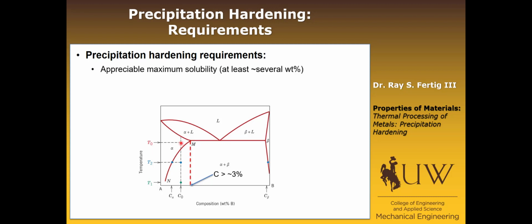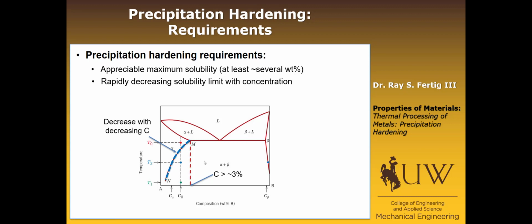Obviously, in order for this to work, we have to have a line that we can cross when we raise the temperature up, and then when we hold it at this intermediate temperature. If we don't cross a solubility line, no precipitates are going to form, and so we require there to be a rapidly decreasing solubility limit with concentration. Remember, with our eutectoid transformation, at least in steels, our eutectoid composition was something like 0.76 weight percent carbon, which is obviously not at least several weight percent, so it doesn't work there.